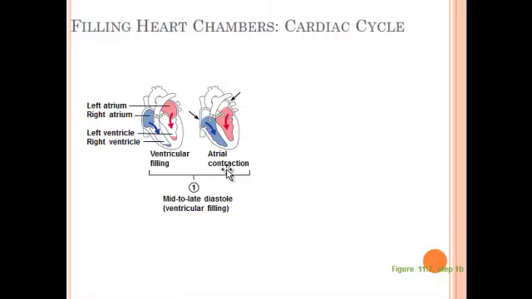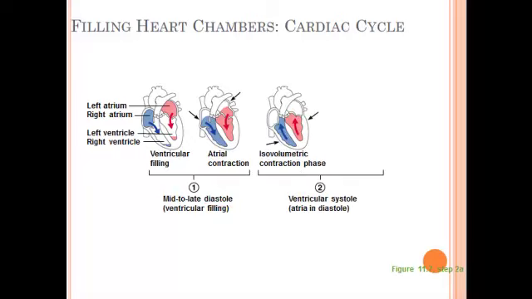When we talk about the cardiac cycle and the diastole and systole, we're always talking about the ventricles. So notice here that the atria are contracting, but we're just going to focus on the ventricles. So this is late diastole. And now we're moving into ventricular systole, meaning that it is now contracting.